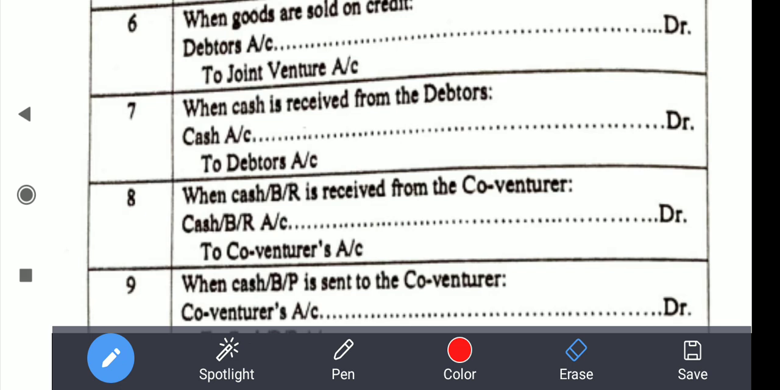Then next thing is cash received from the debtor. If any amount is received from the debtors, you just have to write cash account debtor to debtors account.